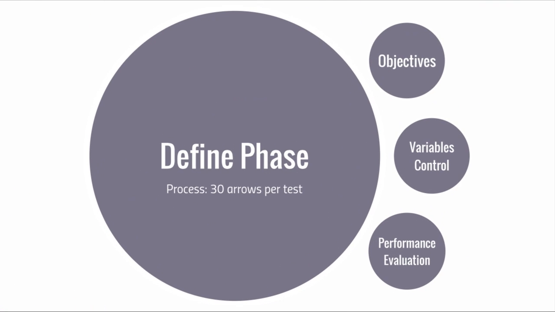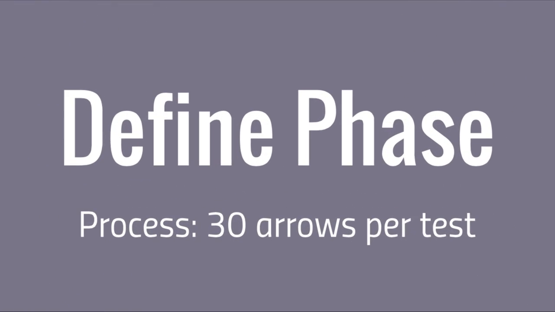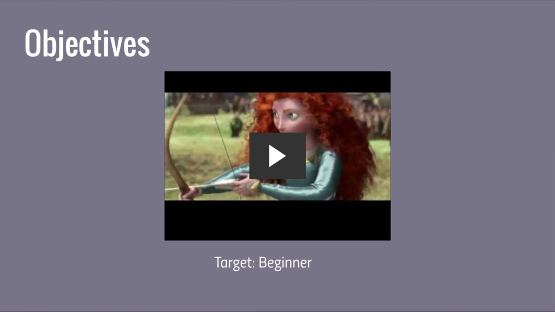In the define phase, we define the process as 30 arrows per test, which follows the common international competition standard. The objective of our project is to improve the performance of a beginner archer. How to define a good performance? Let's look at the video at first.